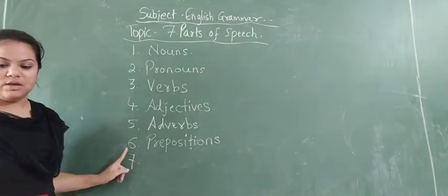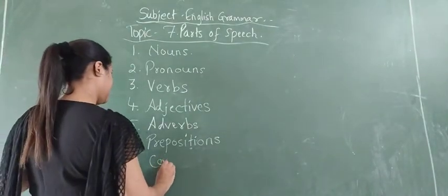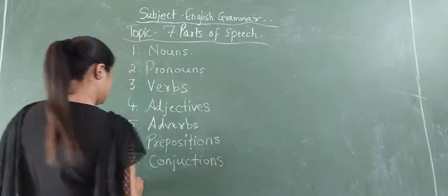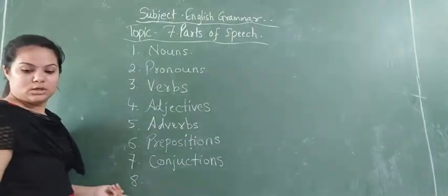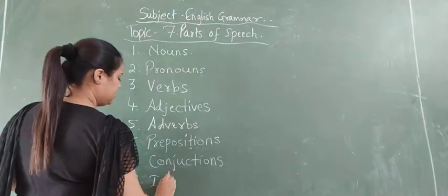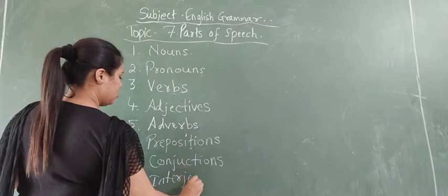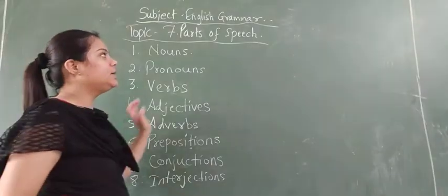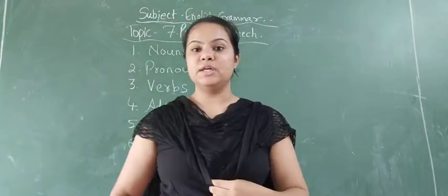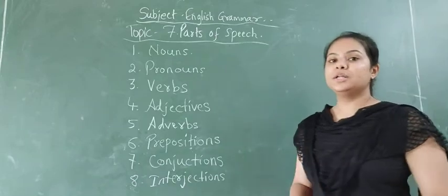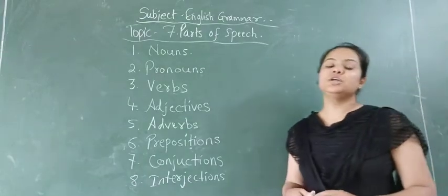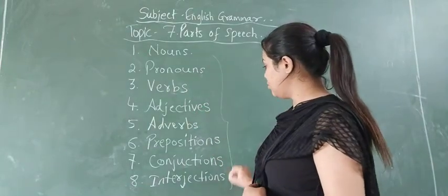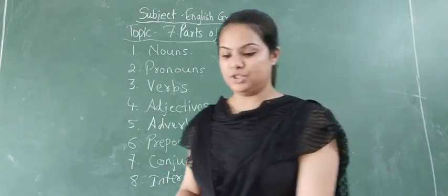Then number 7, conjunctions. And number 8, in number 8 we have interjections. Only dear students, you have to understand that there are 8 types of different parts of speech. Parts of speech यानी इंग्लिश में बोली जाने वाली भाषा के जो parts होते हैं वो 8 होते हैं, 1 to 8. So these are all the parts of speech.